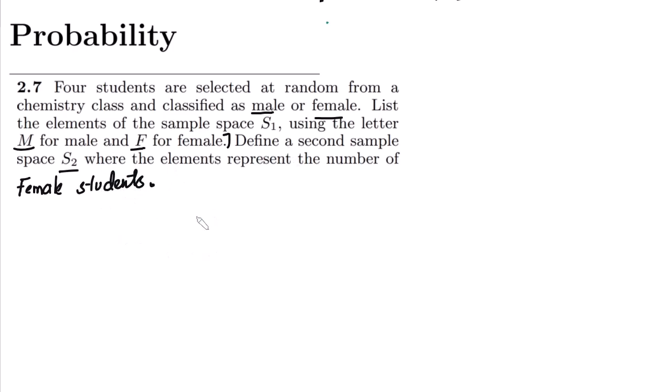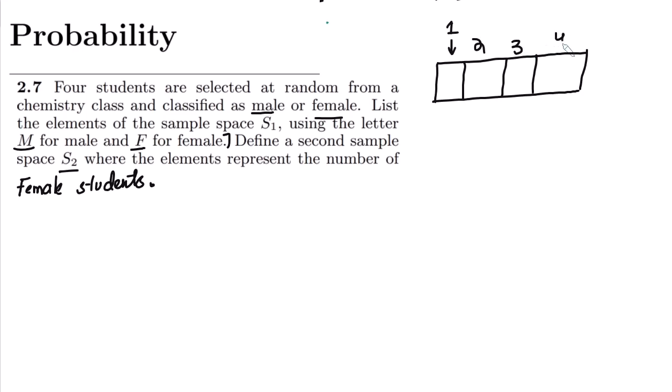So here we have to select the 4 students. For our convenience, let me have a window in which I will have 4 slots. In these slots we can have any number of students. This is slot 1, this is 2, this is 3, this is 4. In the first slot, how many options would I have? I can have either male or female.